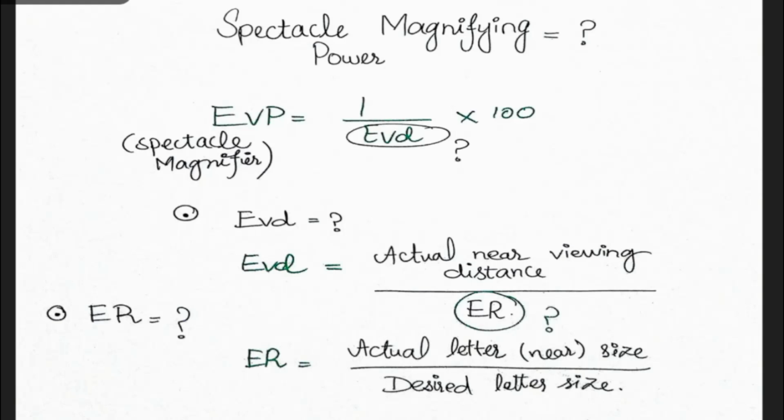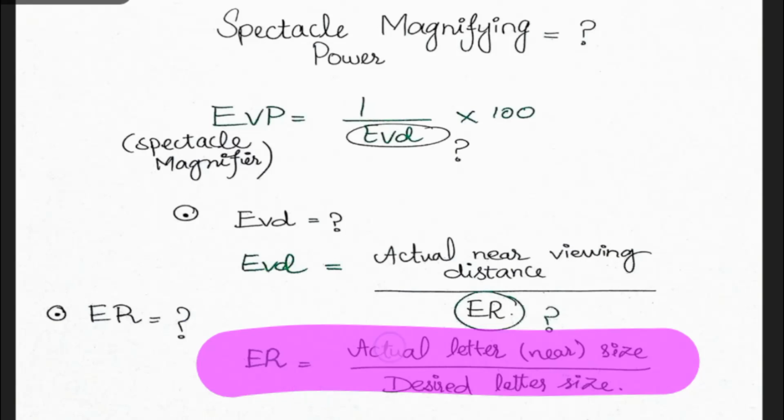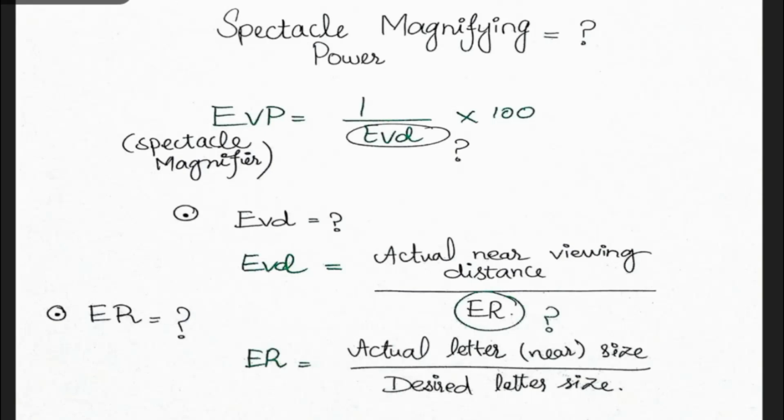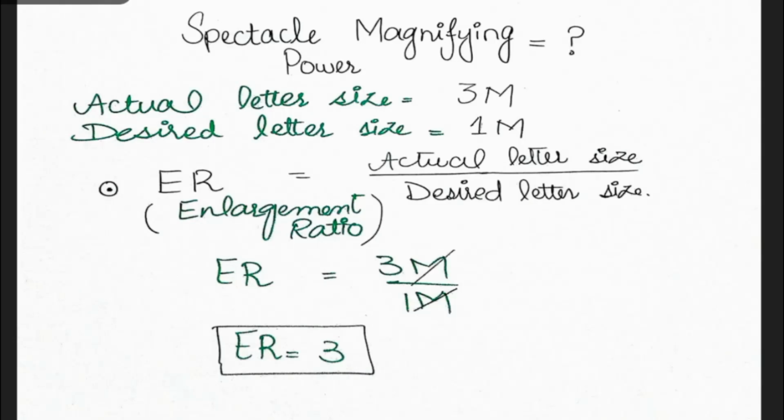So over here, enlargement ratio is also unknown, whose formula is enlargement ratio equals actual letter or actual near size divided by desired near letter size. Over here, the actual letter size was 3M, while the desired letter size which the patient wants to read is 1M. So you have to divide by 1 in order to know the enlargement ratio.